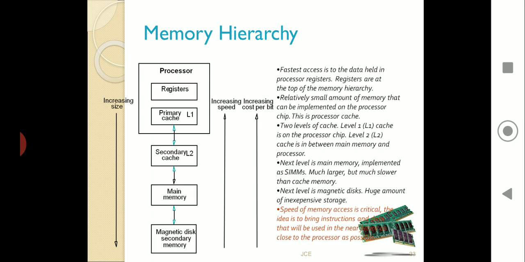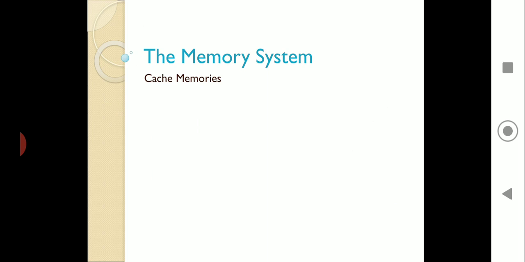So the answer is the cache memory is the one which is very near to your processor, just near your registers. That is the primary cache, and the second one is the secondary cache. We call them L1 memory and L2 memory. Okay, so what actually is this cache memory? The main aspect of this cache memory is nothing but speed. That is, it is very fast.